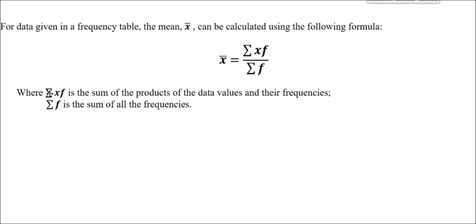So sigma, this symbol here, will always mean the sum of whatever follows. And sigma f just means the total of all the frequencies combined to give the overall frequency of the whole data set.